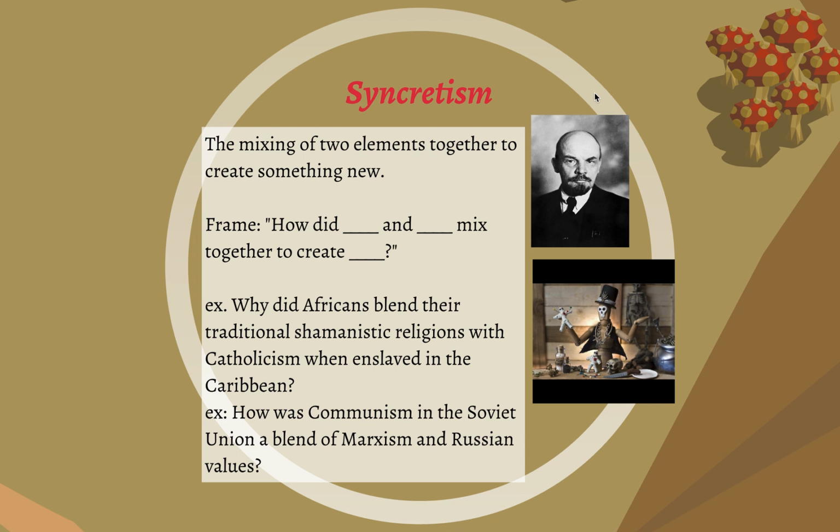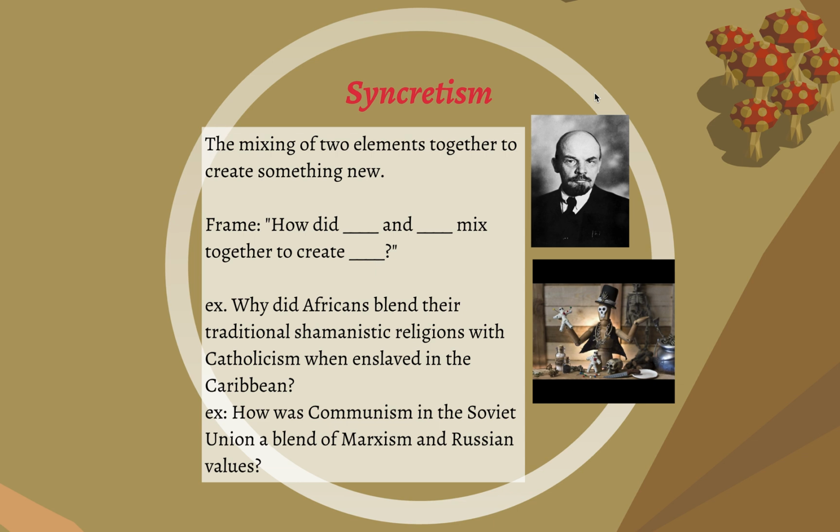How was communism in the Soviet Union a blend of Marxism and Russian values? The communism of Vladimir Ilyich Lenin is not going to be just Marxism, it's also going to have some specific Russian ideologies and adaptations. So it shows Russian values, communism, two separate things that when they interact, they mix to create something new, otherwise known as Leninism. So again, syncretism, two separate elements coming together to create something new.